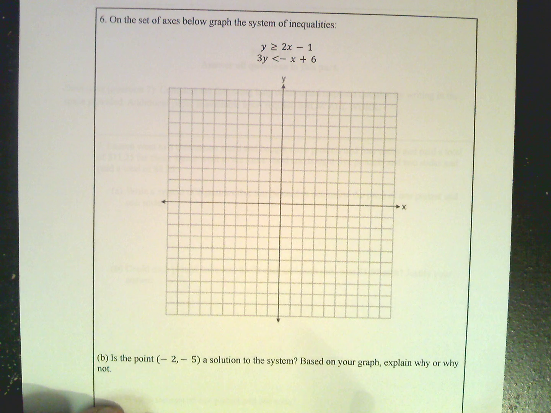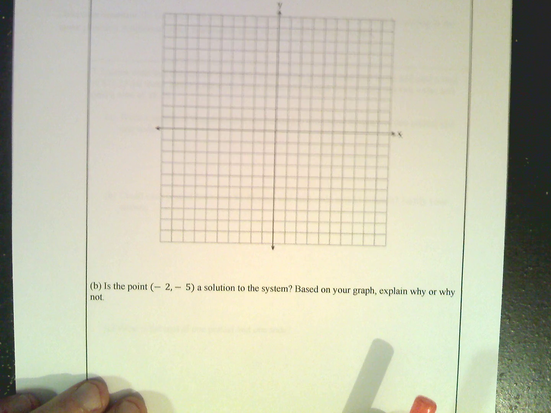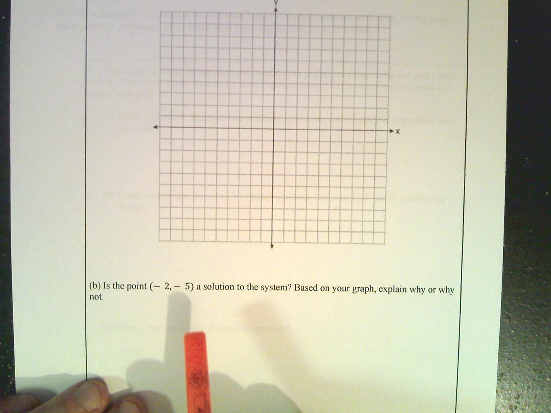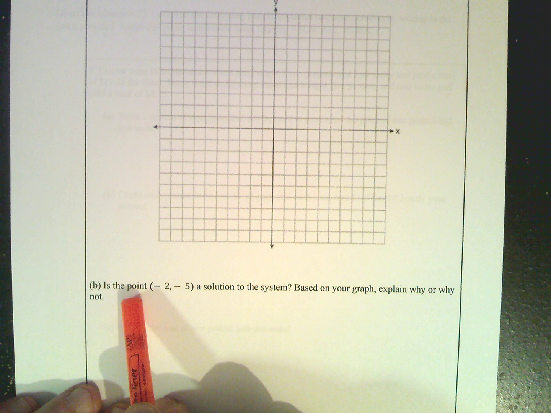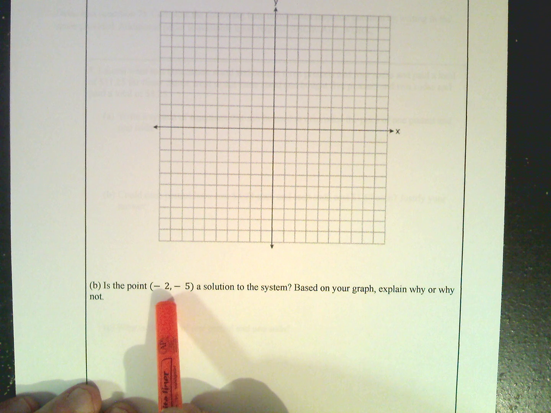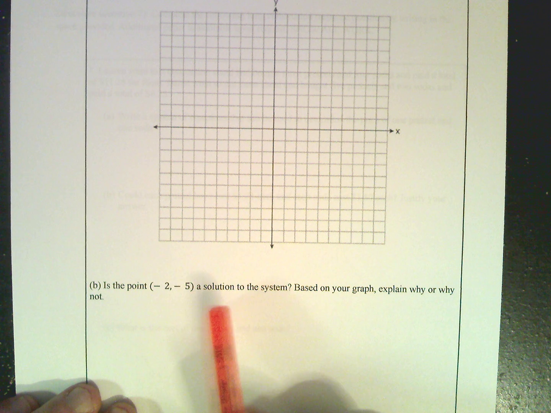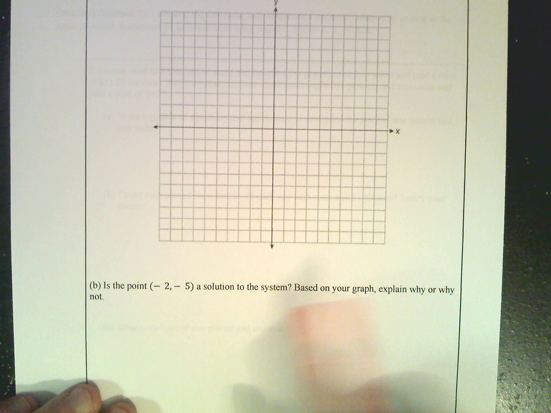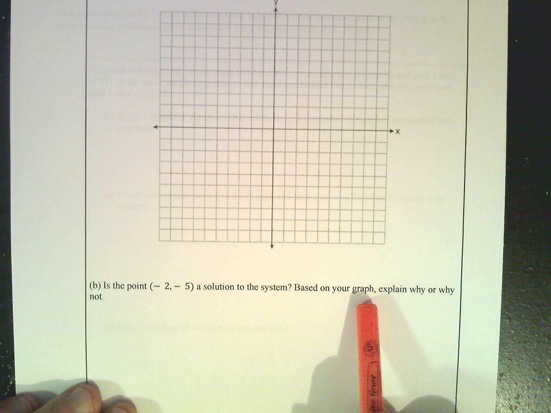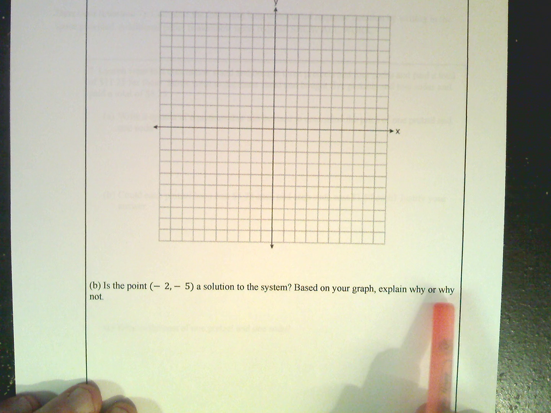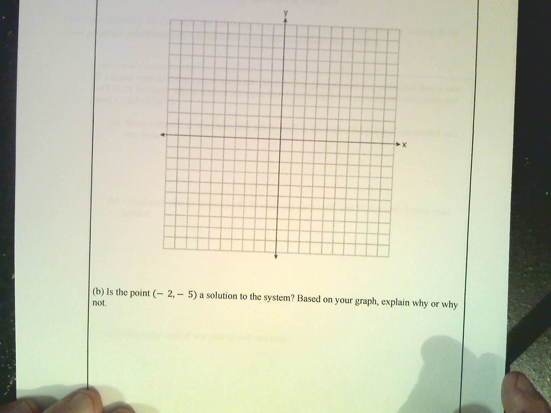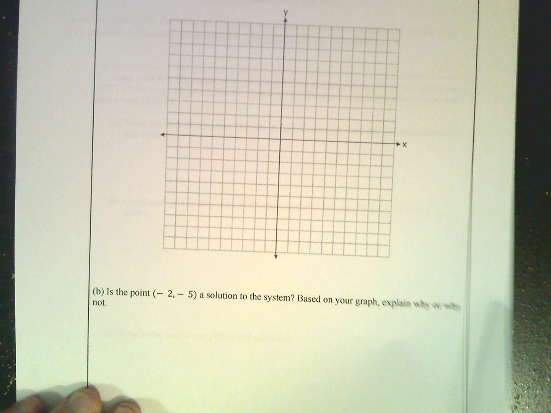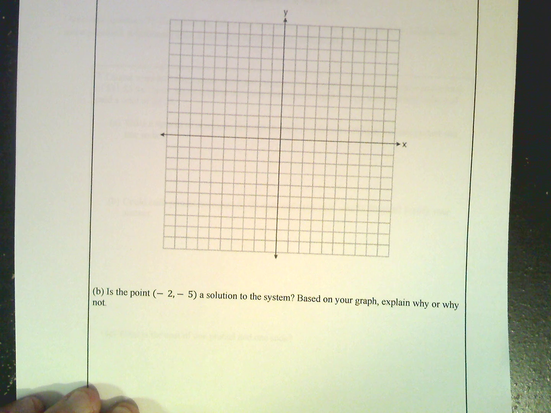You have a graph there. So you have something to graph on. And part B of this problem says, is the point negative 2, comma, negative 5 a solution to the system? Based on your graph, explain why or why not. That is the end of part 2.